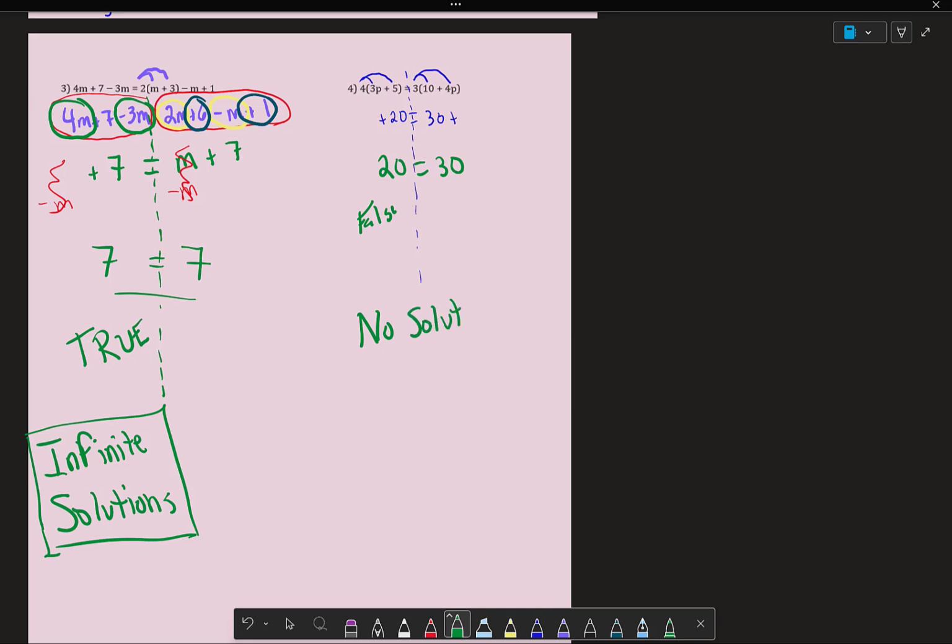There's no value we could substitute in for p in this problem that makes this equation true. And again, that's because the variables canceled out and we were left with a false statement. That's how we know.